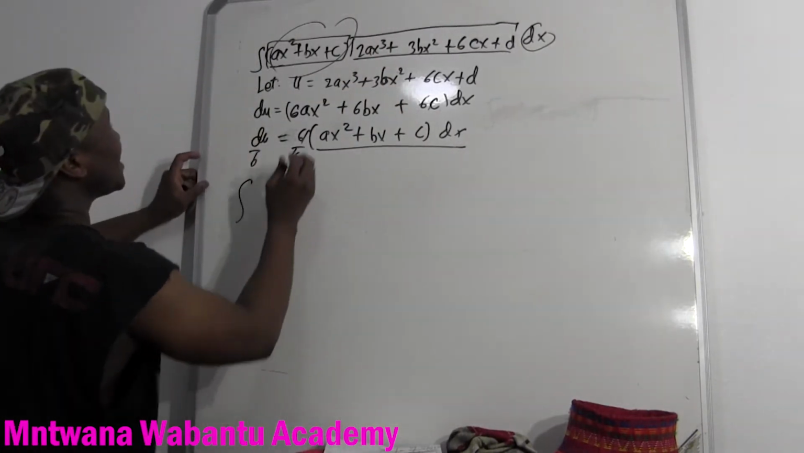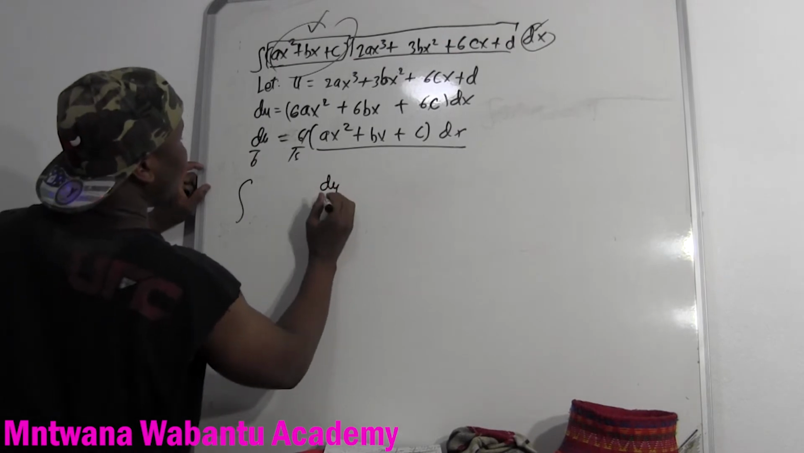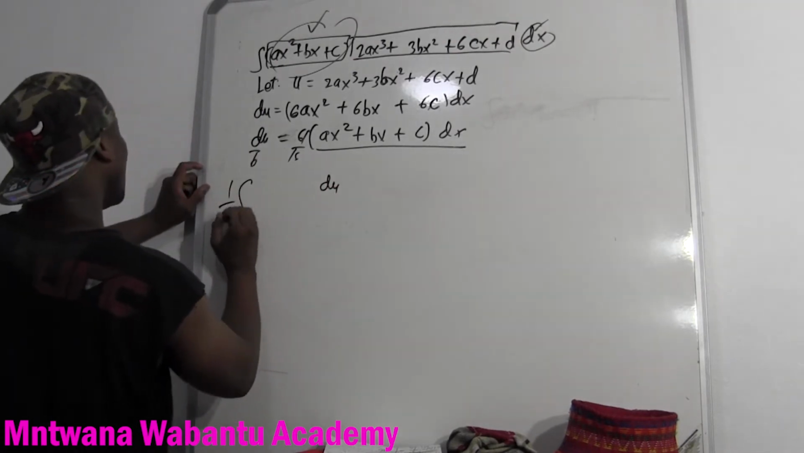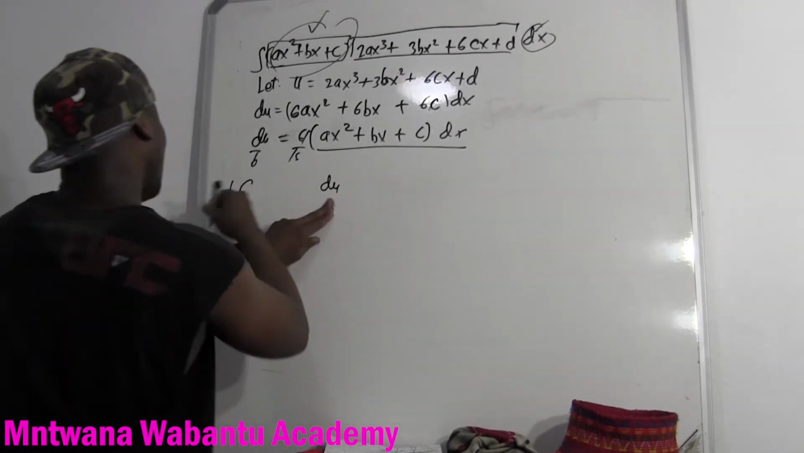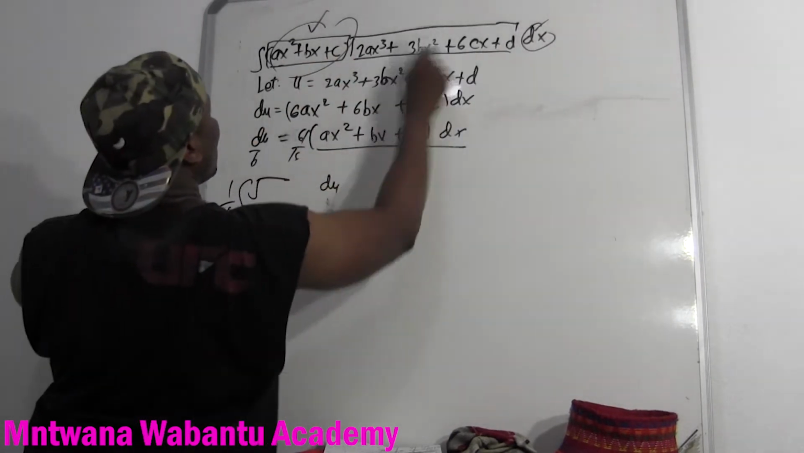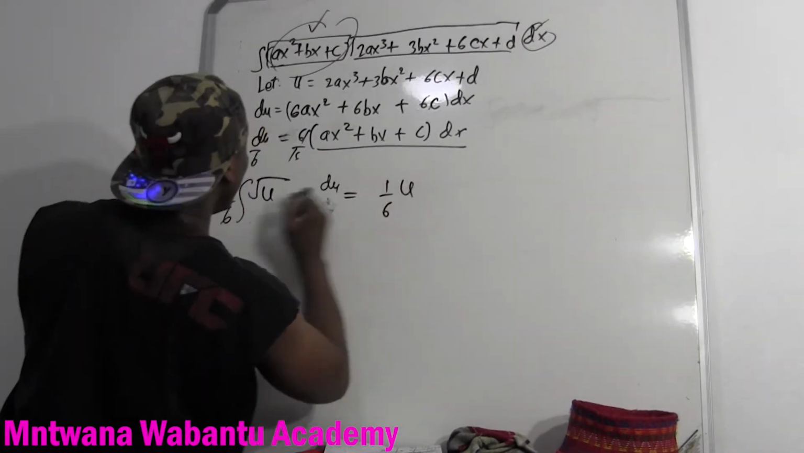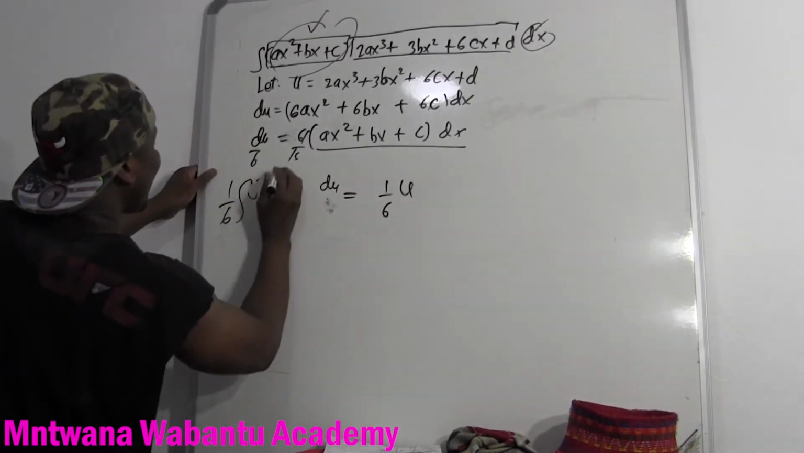So it's going to be the integral. Instead of writing this and this together, I'm going to write them as du over 6. So this 6 can come to the back because it's like over 6. Then we have a square root, but this we know equal to u. It's going to be the square root of u, and this equal to 1 over 6 du. It is like a half power.